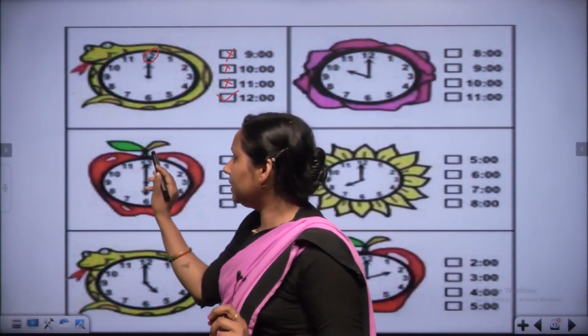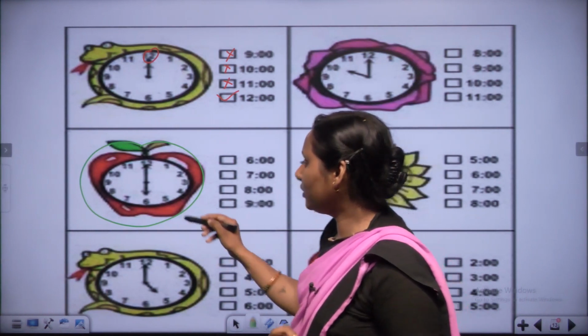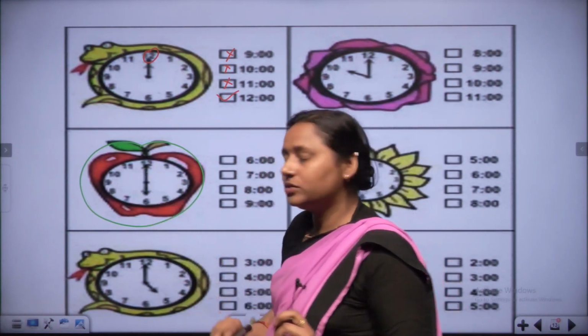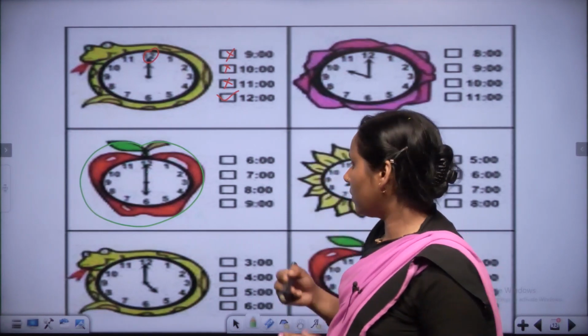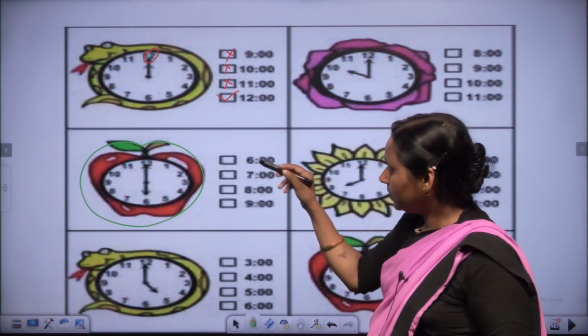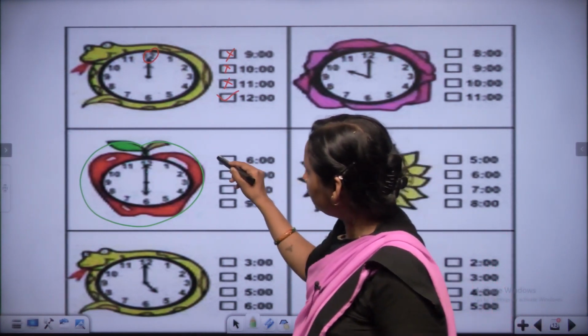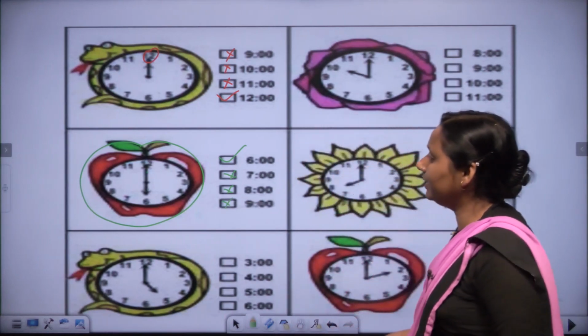Okay. Look at the apple clock. Yes, this is apple clock. Okay. And what time? Longer hand in 12 and shorter hand in 6. What we say? 6 o'clock. Okay. So where to write 6? 6, 7, 8, 9. Yes, this one is 6. And 3 are wrong. Okay.